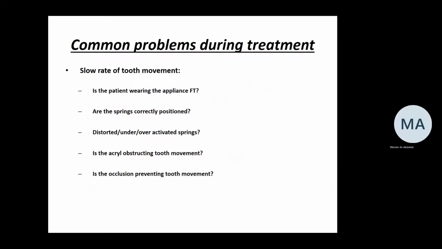If the patient is experiencing a slow rate of tooth movement, then maybe the patient is not really wearing the appliance full time as instructed. Maybe the springs, the active components, are not correctly positioned. Or maybe the active components are being distorted or overactivated. Maybe the acrylic is in the way of the tooth path of movement, and so it's preventing tooth movement. Sometimes the occlusion prevents the movement. The occlusion can prevent some types of tooth movement, and this is why using some plates with acrylic can help to disocclude teeth.